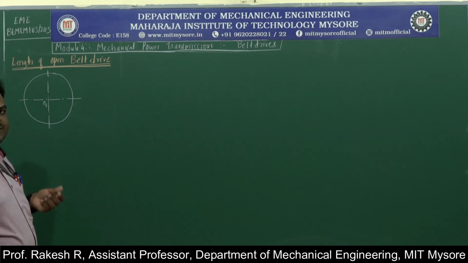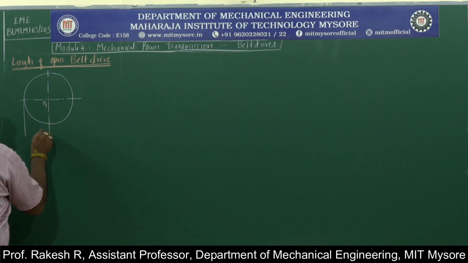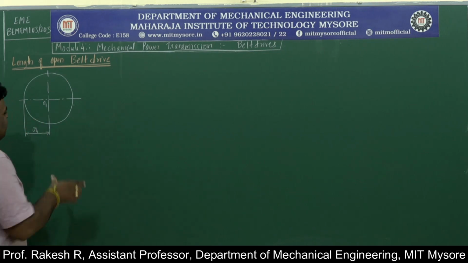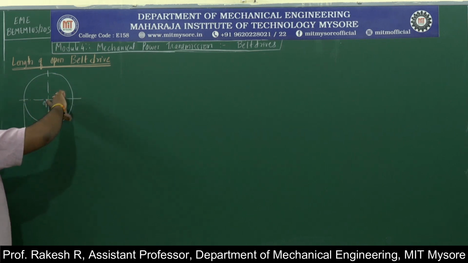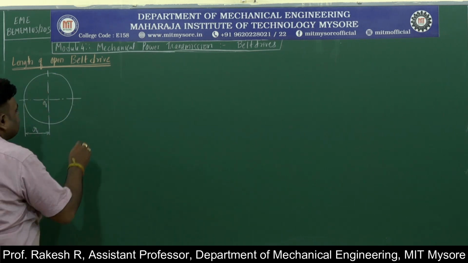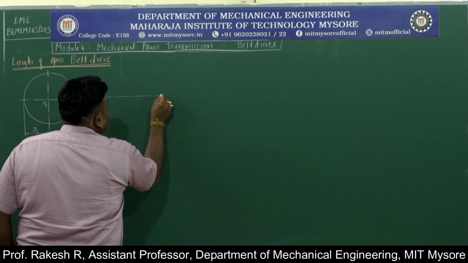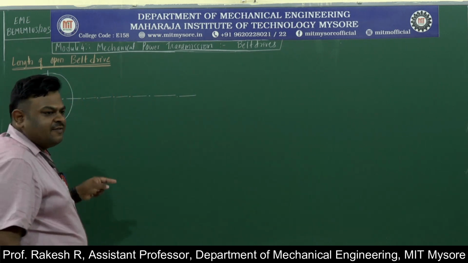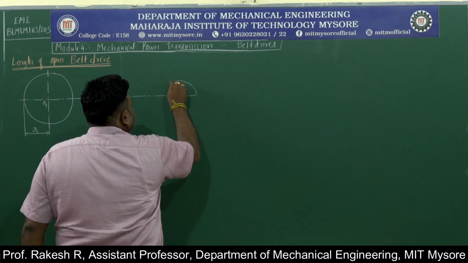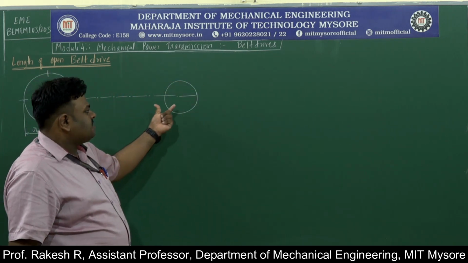O1 be the center of this, and this will be the radius, so I will call it R1, and D1 be the diameter of this. This is diameter D1, and this is radius R1 at any point. Then I will write a driven wheel. This is a driven wheel. Usually the driver wheel will be bigger and the driven wheel will be smaller.